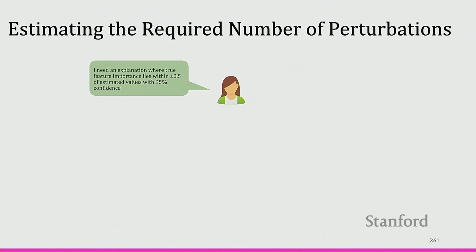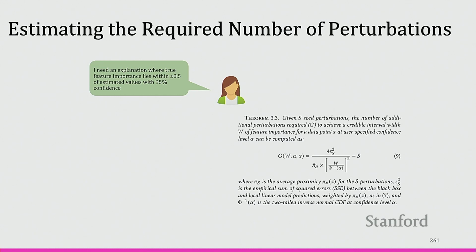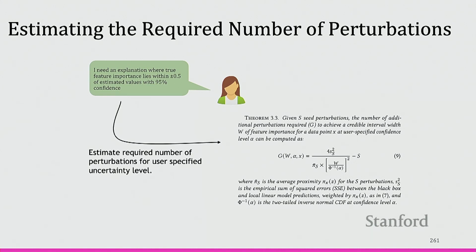And using some of these Bayesian frameworks, or the details of this framework, we also developed some theory for estimating the required number of perturbations that will help us achieve user-defined levels of confidence. So for example, if a user says, I need an explanation where the true feature importance lies within plus or minus 0.5 of your estimated feature importance with 95% confidence interval. If that's the requirement of a user, we can take those and then give you a number n, which is the number of perturbations that you need to use with BayesLIME or BayesSHAP in order to give this guarantee on the uncertainty of the feature importance values.